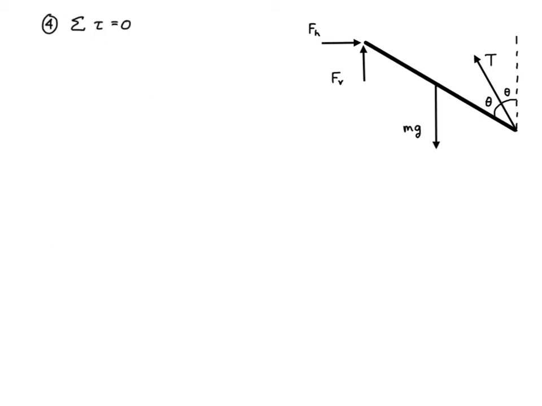The fourth and last step is to sum the torques and set it equal to 0. Before we can do that, we should choose an origin that eliminates the most torques. So looking at the picture, we potentially have 4 torques because there are 4 forces. But if we choose the origin to be here at the hinge, then we can get rid of the torque due to Fh and Fv because there's no radius. They're both acting on the point of the origin. So we only have 2 torques left from the weight and from the tension.